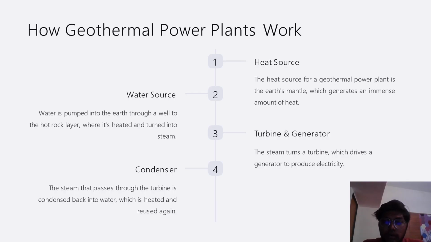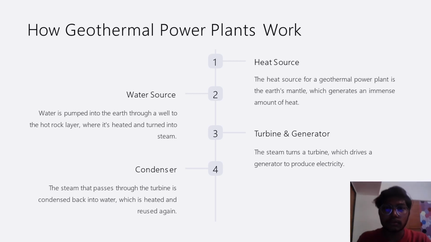Now we are going to explore how geothermal power plants work. There are four major components: heat source, water source, turbine and generator, and the last one is the condenser. The first thing is the heat source. Heat is the major requirement of geothermal power plants, and the heat source for a geothermal power plant is the Earth's mantle, which generates an immense amount of heat. And the water source: water is pumped into the earth through a well to the hot rocky layer, where it's heated and turned into steam.